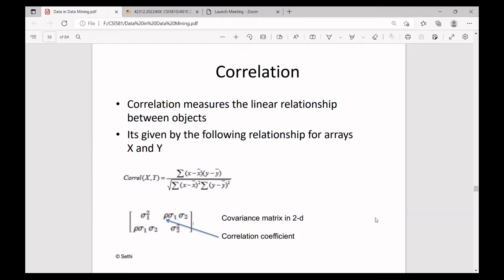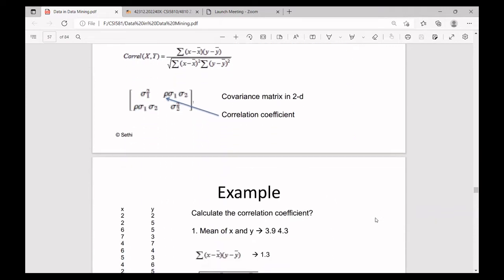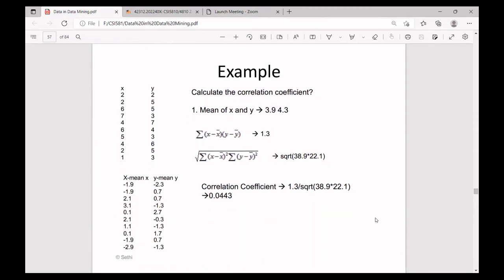All right, so let's look at an example here. If you were given 2 sets of numbers, one can actually calculate the correlation. This example shows you how to do that calculation.